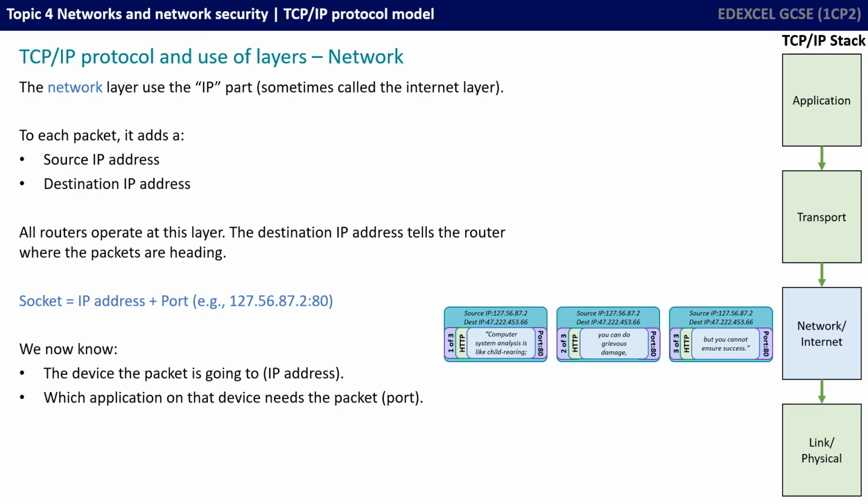The network layer, sometimes referred to as the internet layer, uses the IP part of the TCP/IP protocol. It adds to each packet a source IP address and a destination IP address. And we can see here that our data we got from the transport layer has been wrapped up again with this additional information. Now all routers operate on this layer. The destination IP address gets added to a port and together they create a socket. Together they let us know what device the packet is going to, IP, and what application on that device needs the packet, port.